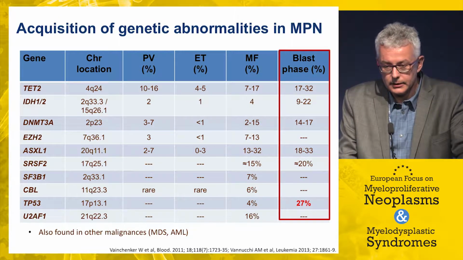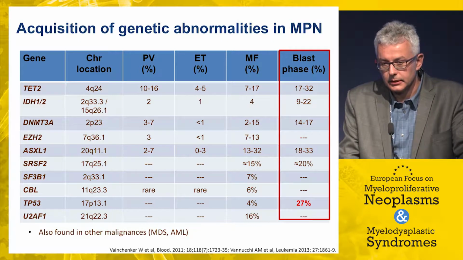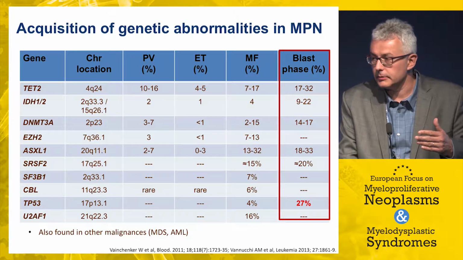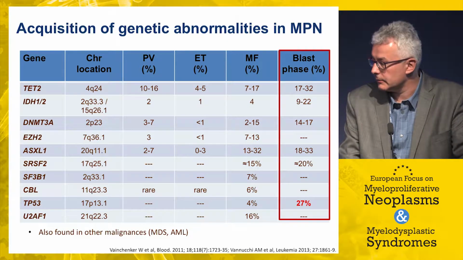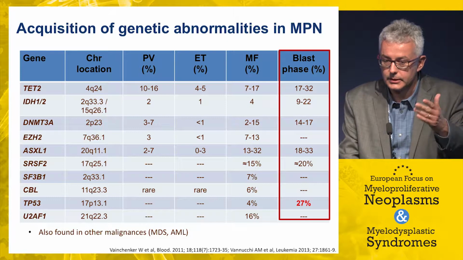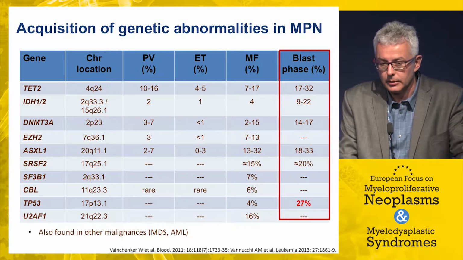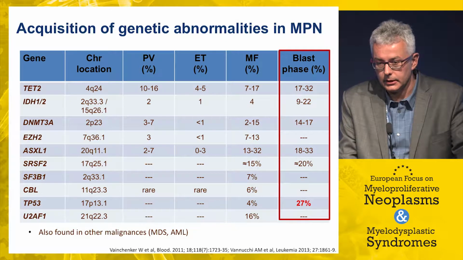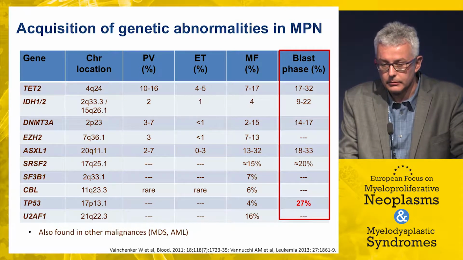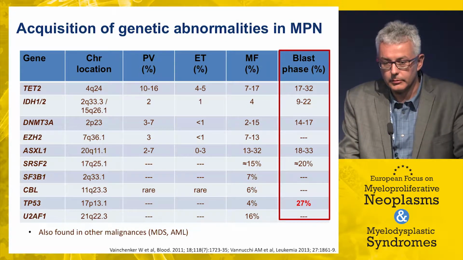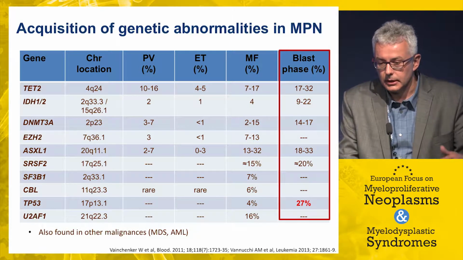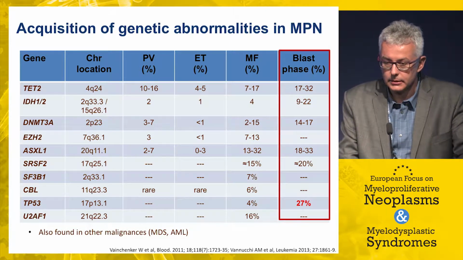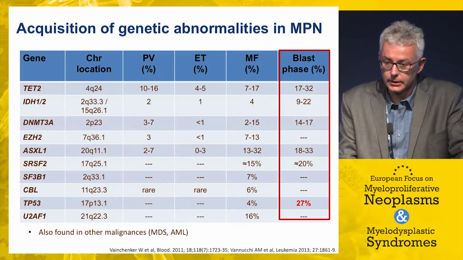And I think it's safe to say that the transformation is actually a result of acquisition of genetic abnormalities, but also karyotypic abnormalities. I don't have a slide on acquisition of karyotypic abnormalities over time, but we can project the same, that there are not too many abnormalities like here in genetic way to karyotypic way when we talk from PV, ET to myelofibrosis and then to blastic phase. Many more abnormalities in blastic phase. So that is the natural result of genetic instability and acquisition of karyotypic and genetic abnormalities.